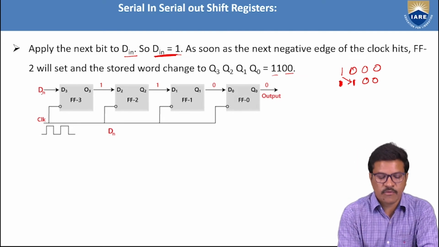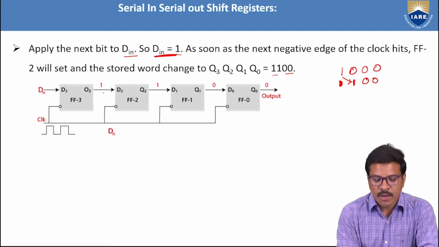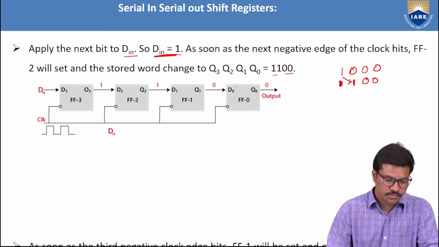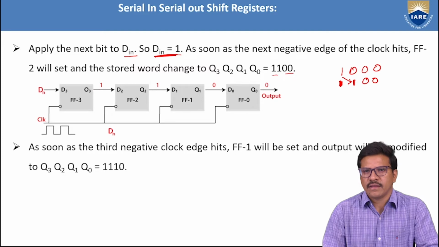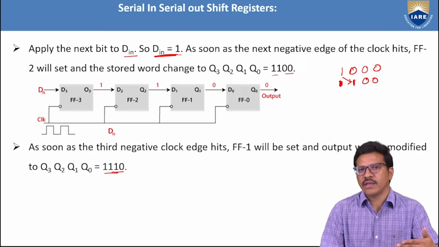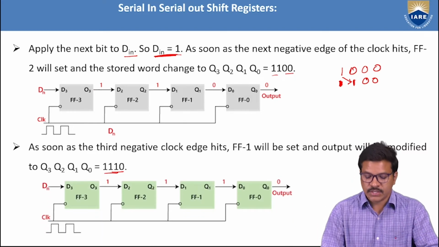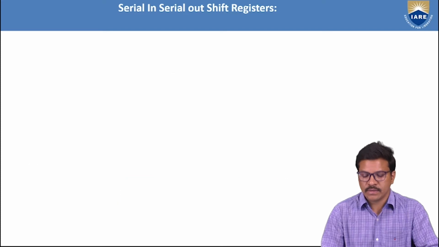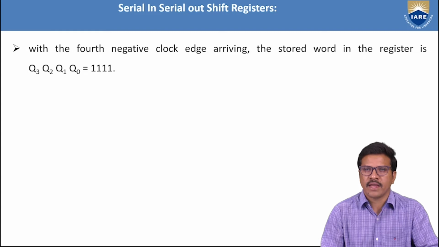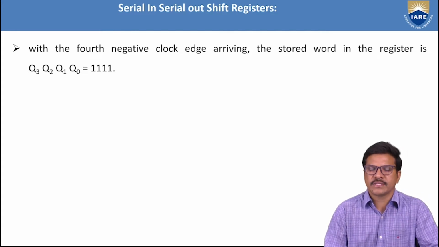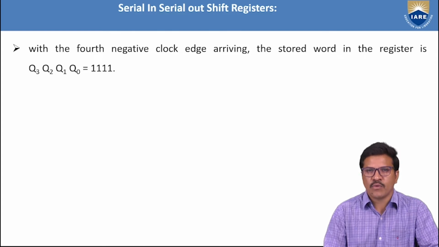At the time of the second clock, we provide the D3 input as 1, which is passed to Q3. At the same time, the Q3 that was available is passed to Q2. The remaining two bits are 0, 0. As soon as the third negative edge clock hits, FF1 will be set and the output will be modified to 1110. Remember that each time I am feeding logic 1. This shows Q3 output 1, Q2 output 1, Q1 output 1, Q0 is 0. And finally, when the fourth negative edge clock arrives, the stored word in the register is four ones. So I am serially providing the four ones, and after four clock cycles the output will show four ones coming out from the last flip-flop.